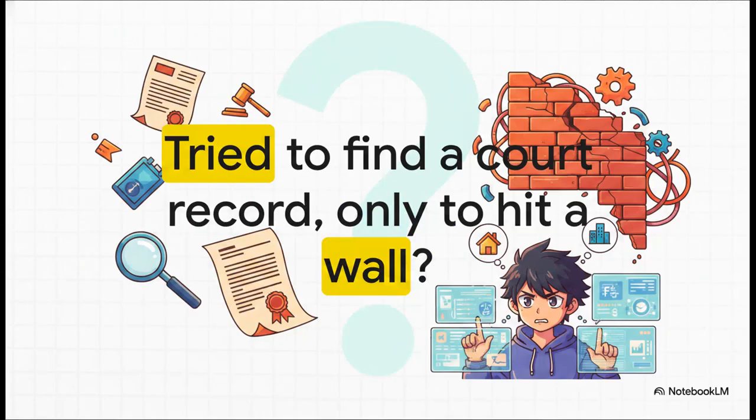Let's be honest for a second. Have you ever tried to track down a specific court document, maybe a property deed or a city contract, only to hit a massive, frustrating bureaucratic wall? You know the information is out there. You know it's supposed to be public, but somehow you end up clicking through 10 different websites, staring at confusing fee structures, and ultimately coming up totally empty-handed. Well, if that sounds familiar, you are absolutely not alone.